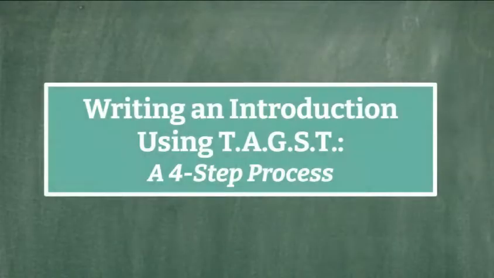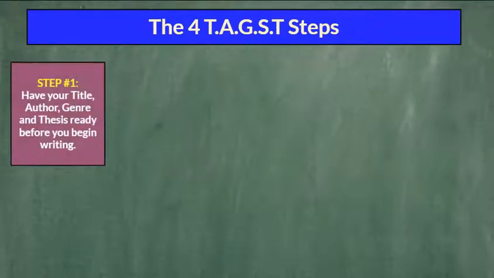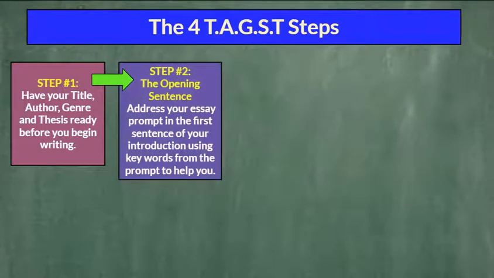Okay, now with all of that introductory material out of the way, let's go over the 4 steps for how to write a solid introduction using the T.A.G.S.T formula. We will go in depth into each one in a few moments, but for now, let's just see what the steps are. Step number 1, have your title, author, genre, and thesis statement ready before you begin writing. Step number 2, the opening sentence. Address your essay prompt in the first sentence of your introduction using key words from the prompt to help you.